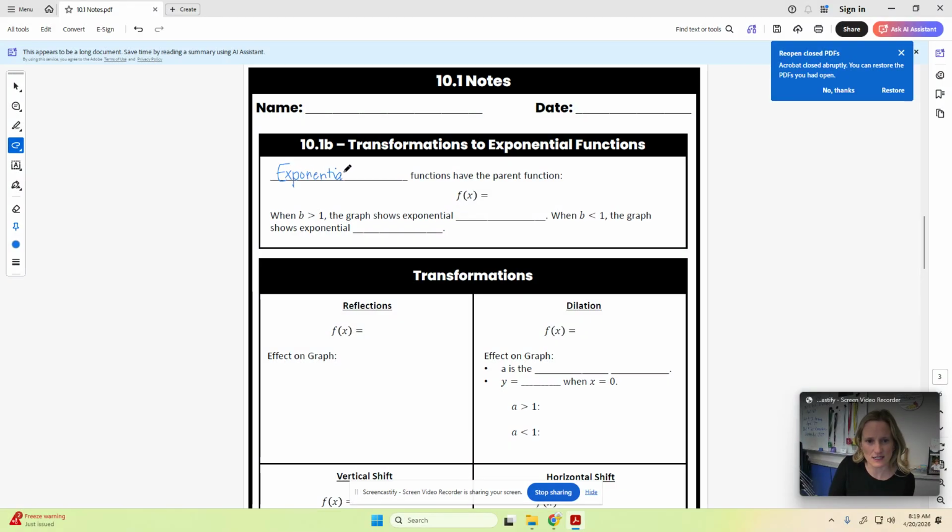And this is the same thing that is on the top of the notes. The parent function is some base to the x power. And if that base is greater than 1, we're going to see exponential growth. If that base is less than 1, if it's actually between 0 and 1, I should put that in there, the graph shows exponential decay. So that will still be true for these transformations to the parent function.